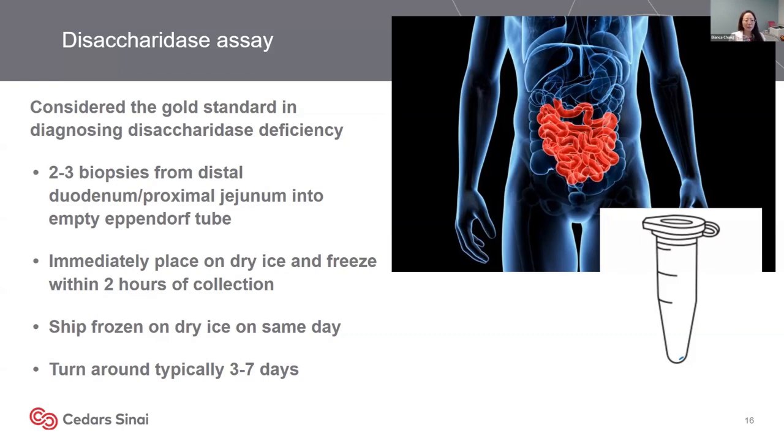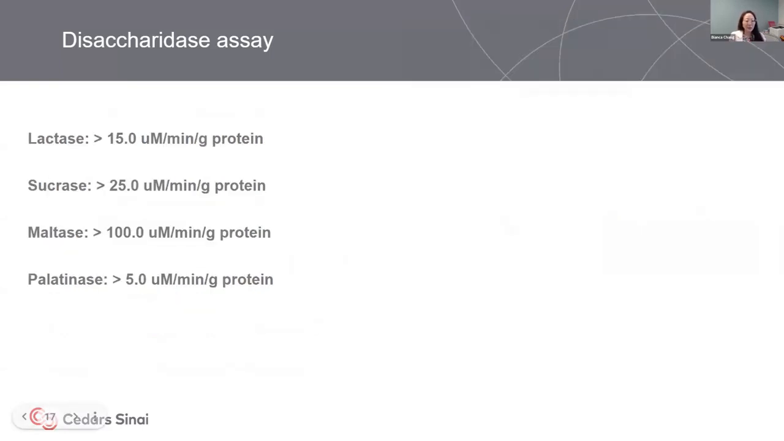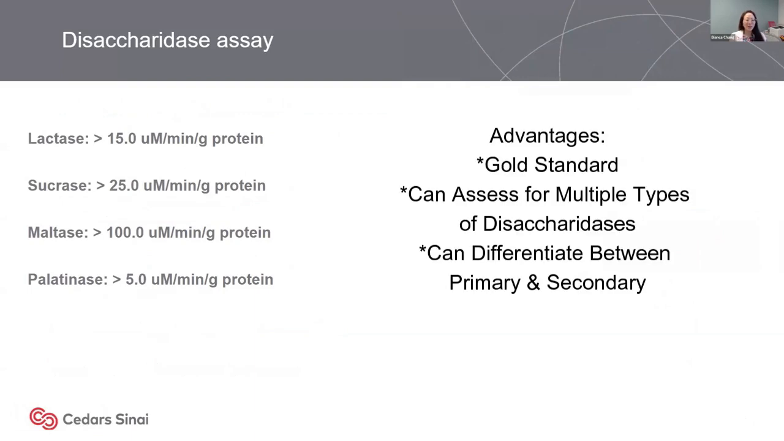The turnaround time is typically around 3 to 7 days, but again, it tests for multiple different types of disaccharidases, not just lactase. So in 3 to 7 days, we get results telling us how much lactase, sucrase, maltase, and palatinase the patients have. There are advantages and disadvantages of this test. The advantages are that we consider it a gold standard. We can assess for multiple different types of disaccharidases. And of course, it can also differentiate between primary and secondary.